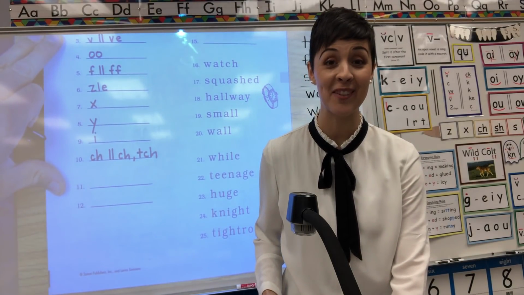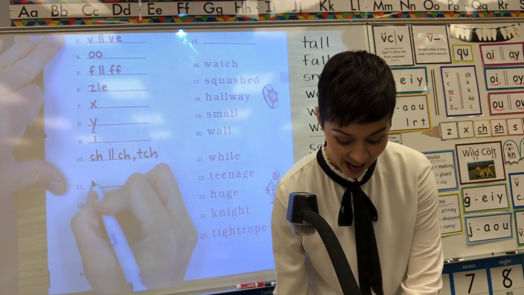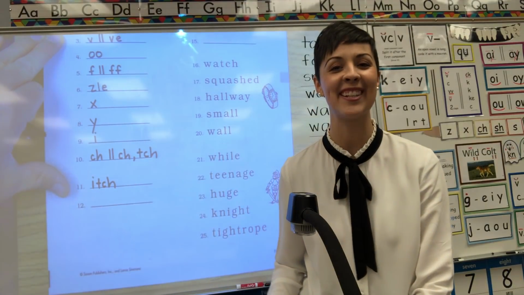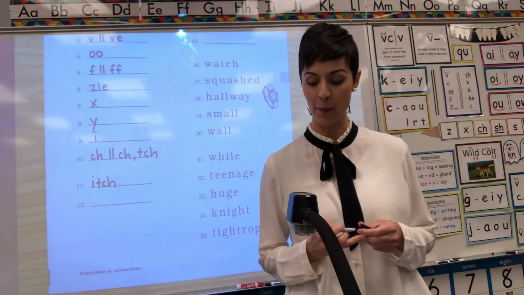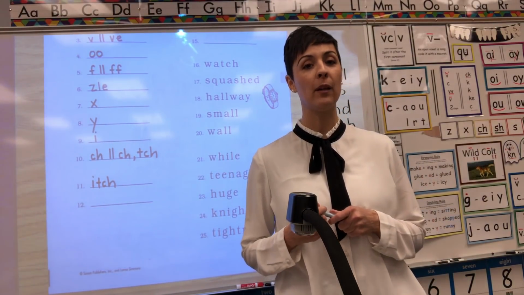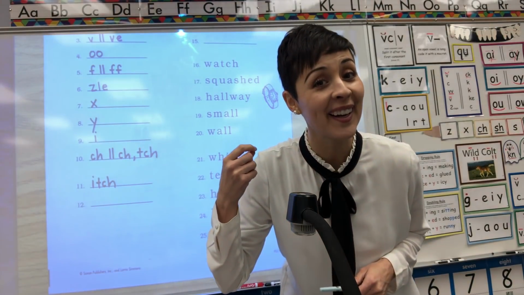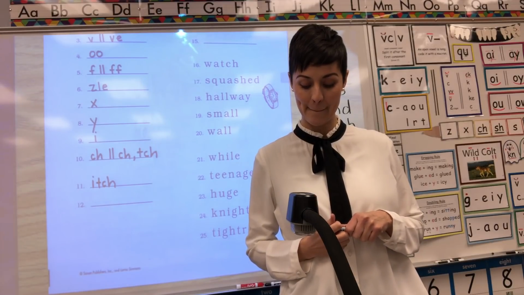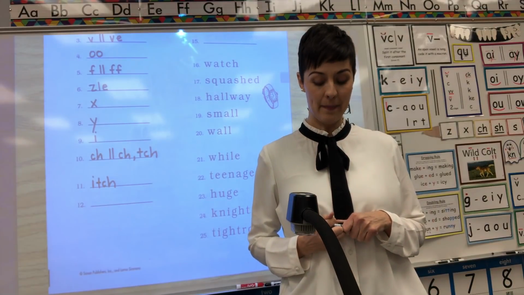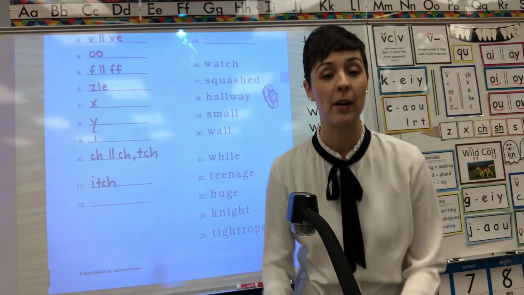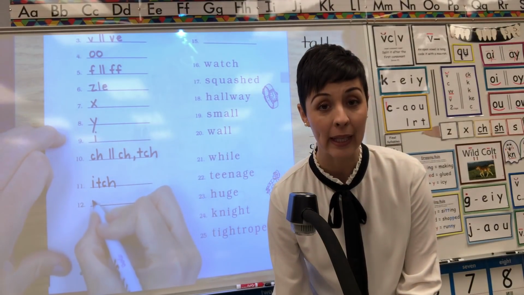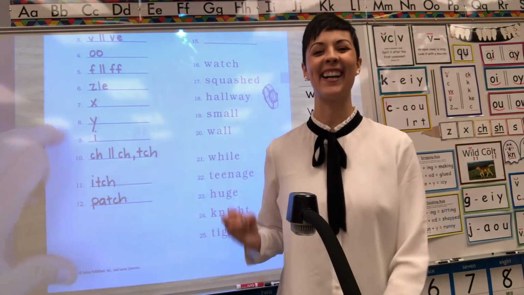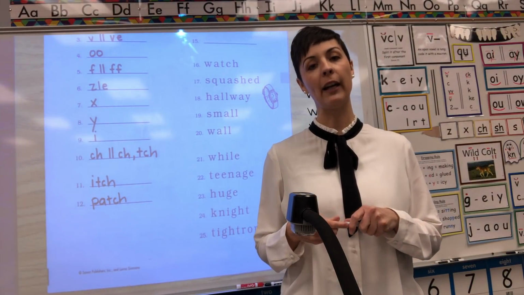Okay, will you spell itch for me, starting I? Ready? I-T-C-H. You got it. We use T-C-H, says ch after a short vowel. Next word, spell for me the word patch. What word? Patch. Okay, spell patch for me, starting P. Ready? P-A-T-C-H. You got it. T-C-H after that short vowel again.